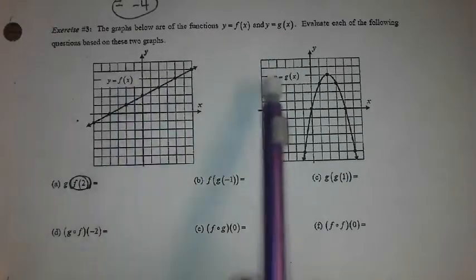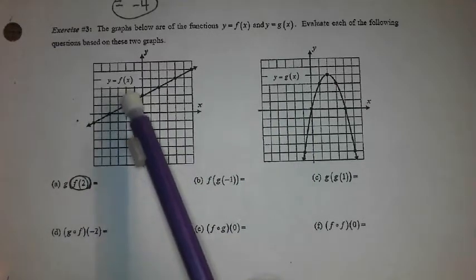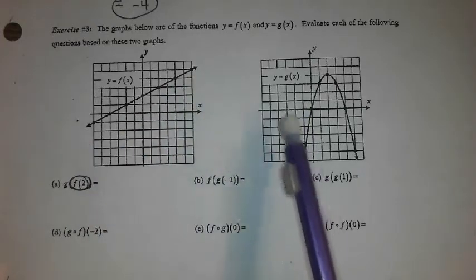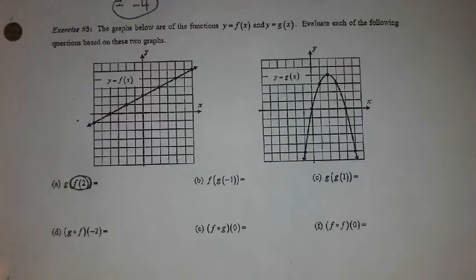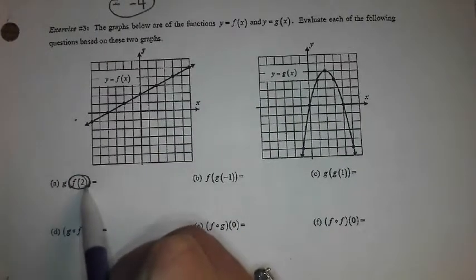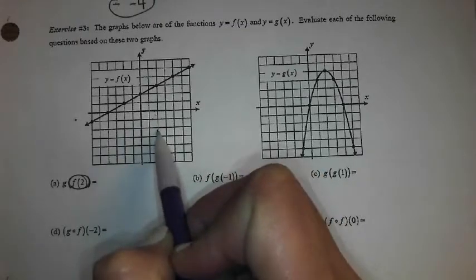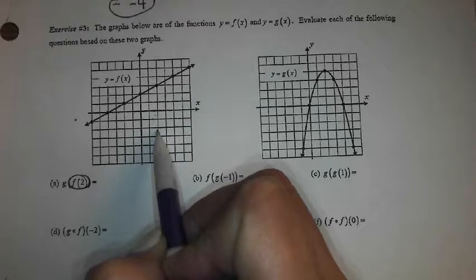Well, we have two functions that we're looking at. We have this one, and they've labeled this the f of x function, which is a line. And then they have the parabola, or quadratic, and they're calling that the g of x. So when they say to find f of 2, we're going to look at this graph. So looking at this graph, take a minute to try to find the value of f of 2.